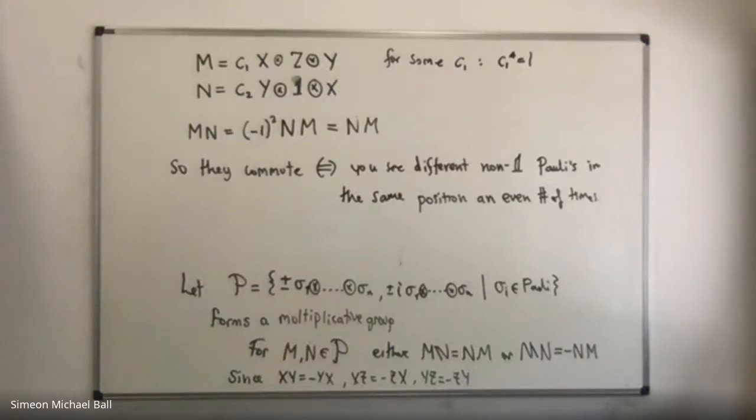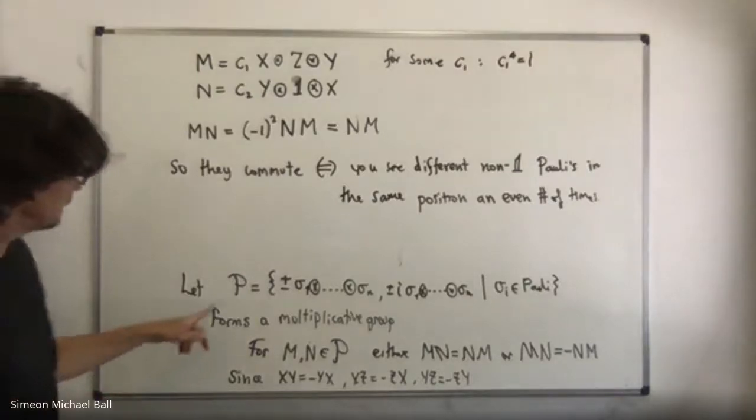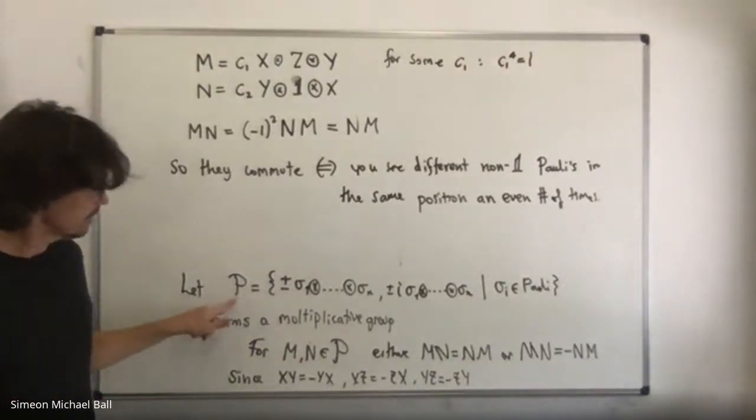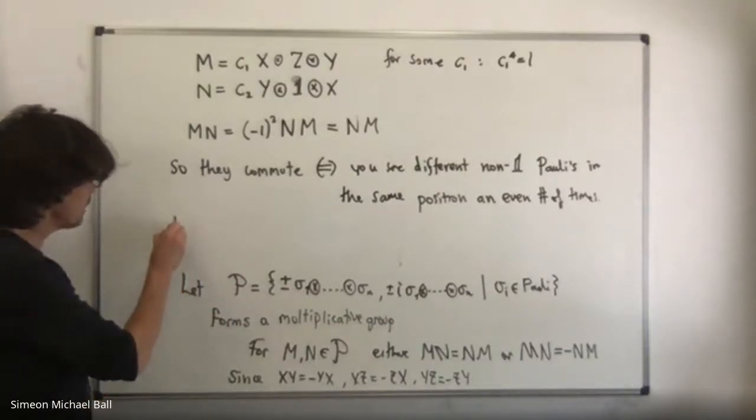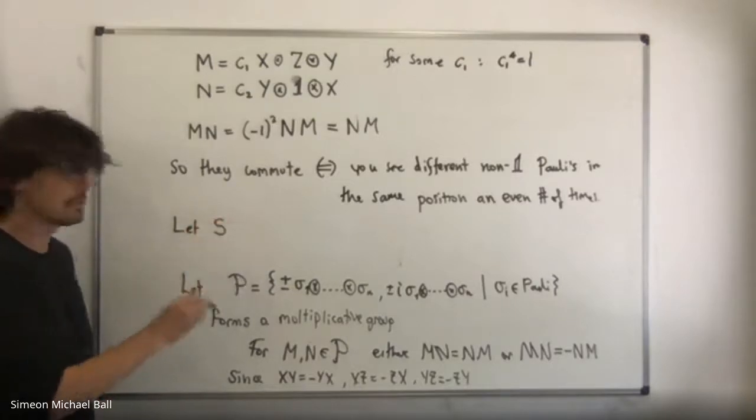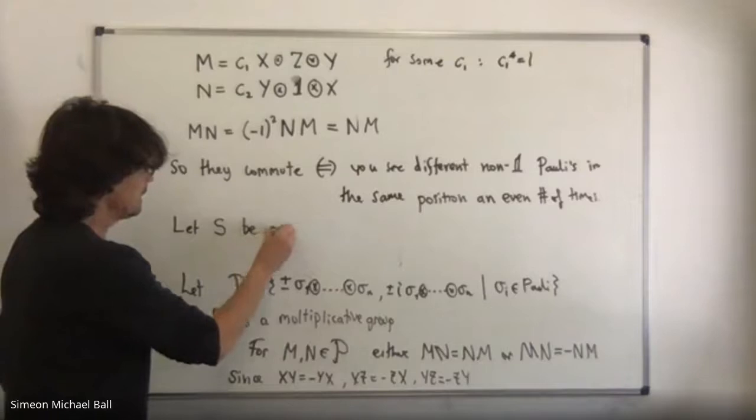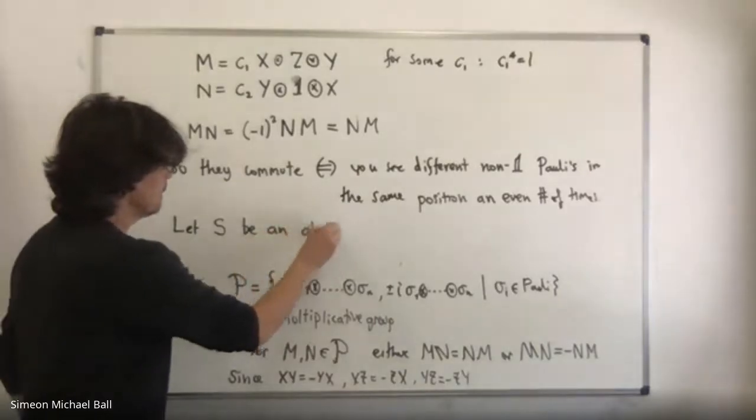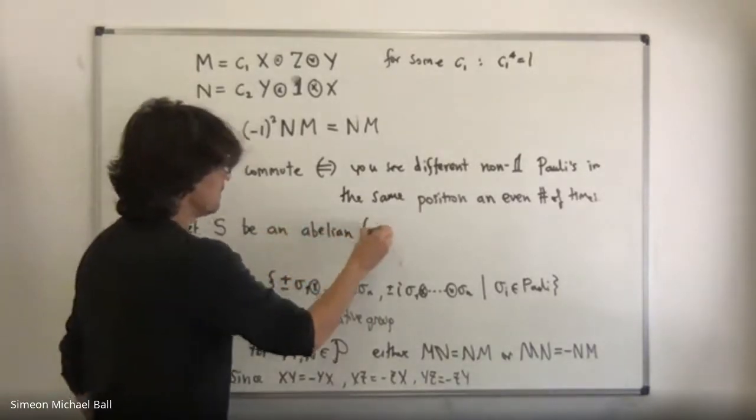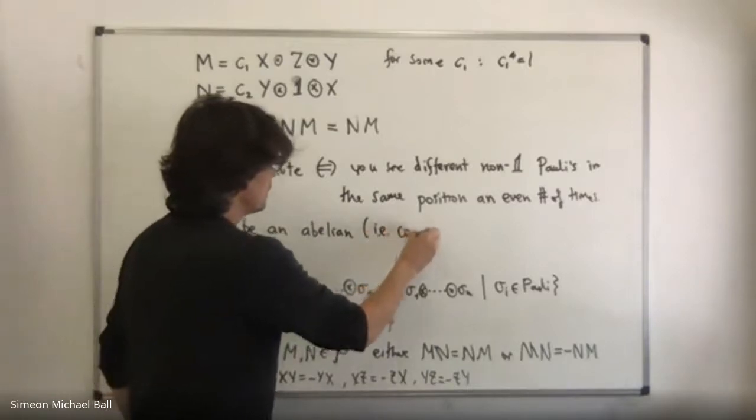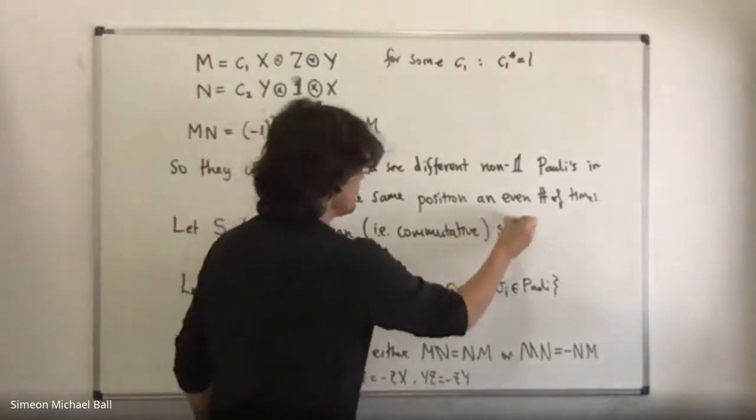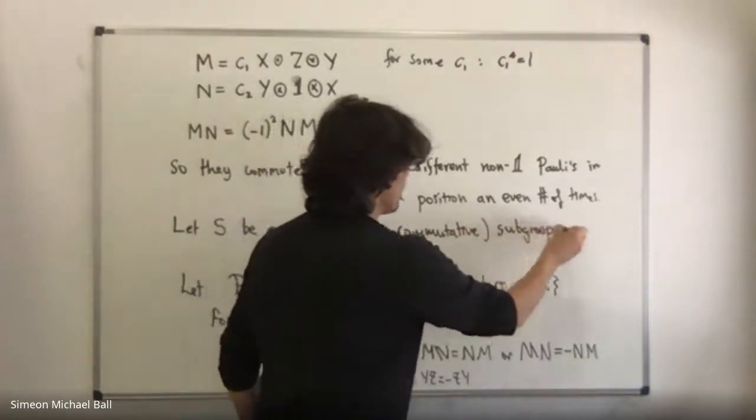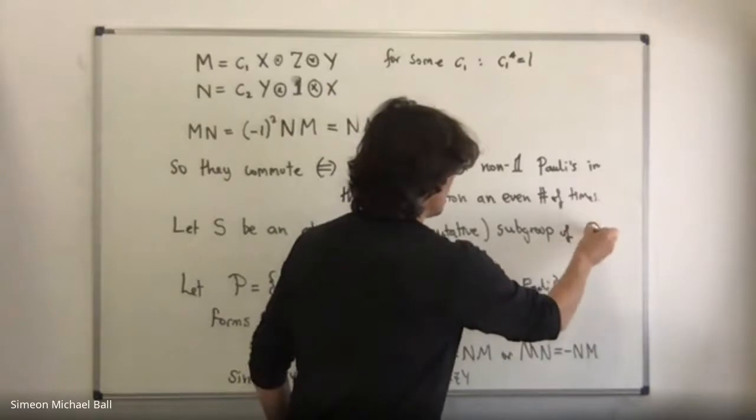So to find a stabilizer code, what we need is a commutative subgroup of P. A stabilizer code comes from a subgroup S. So let S be a subgroup, an abelian, or commutative, subgroup of this group P.